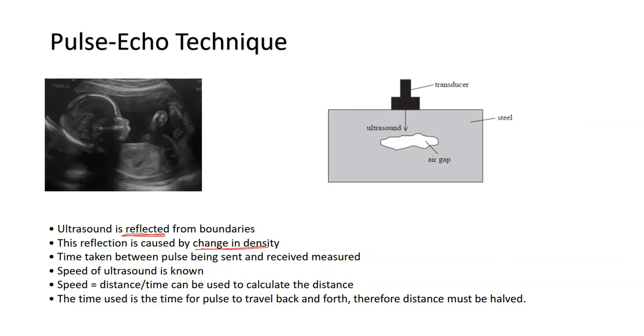Now the time taken between the pulse being sent and received is measured, the speed of ultrasound is known, and you use the equation speed equals distance by time to calculate the distance. But wait, the time that you are measuring here is the total time. So the distance you'll get is the total distance, but you don't want the total distance that the pulse travels. You just want this distance. So you have to divide the distance by 2.